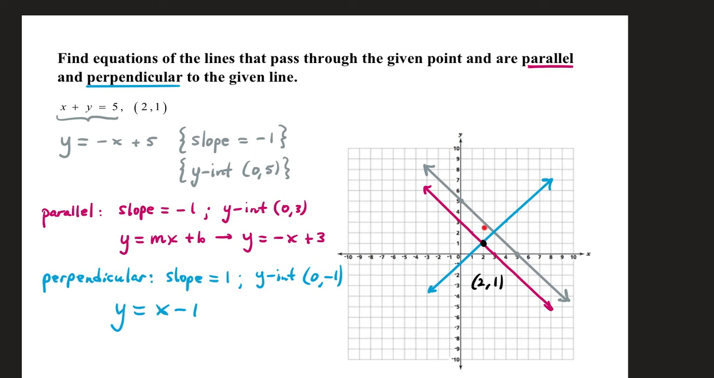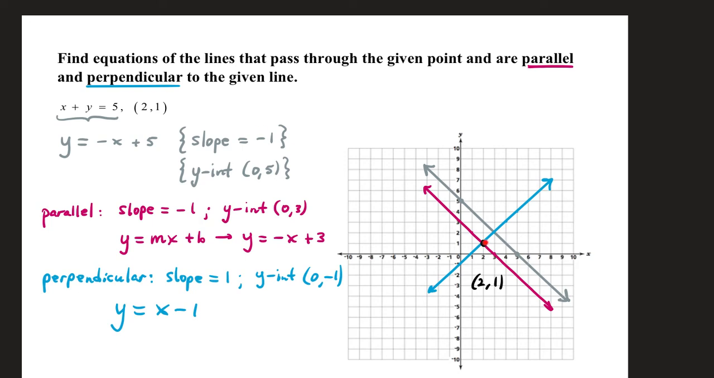This gray line is the line given. That's x plus y equals 5. The point we're given is 2, 1, and that's where this black dot is located. We need to be parallel to the gray line, so we have to use the same slope. That tells us for our parallel line, our slope also must be -1.